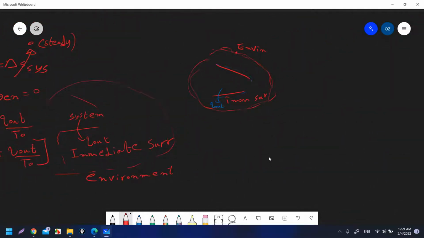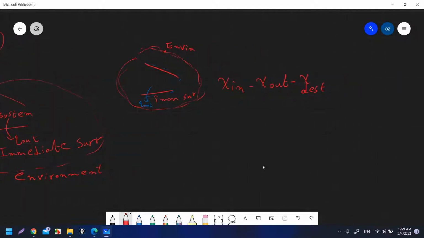If you make exergy balance for this one, X in minus X out minus X destroyed, I want just to show you that they will be the same at the end by equations. Of course equal to 0 because it is a steady device. X in minus X out will be psi 1 minus psi 2, and there will be no heat. The heat is inside my control volume, this red one, minus X destroyed.